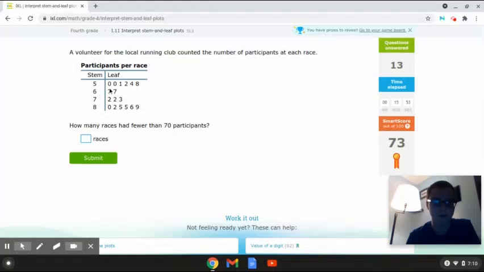Alright, so if we look here, we are counting up the numbers before 70. So we're going to count 1, 2, 3, 4, 5, 6, 7, and 8. We could count this, but this is bigger than 70. 72 is bigger than 70. So if we counted the numbers, that gives us 8. So the answer for this problem is 8 because we counted the numbers. So therefore, 8 races had fewer than 70 participants. And that is how to solve this problem.